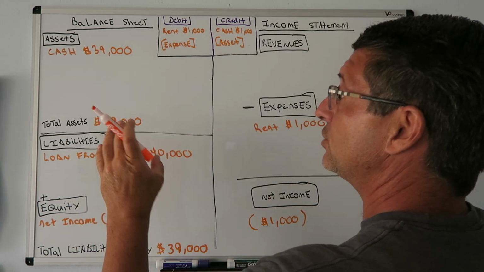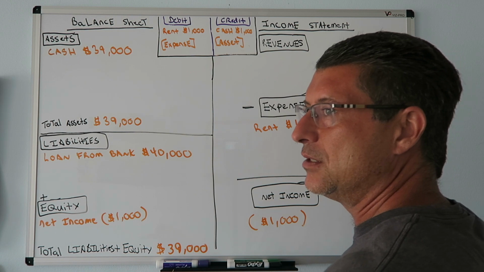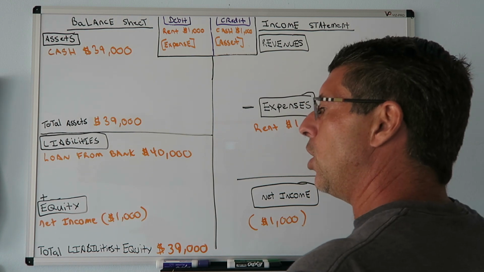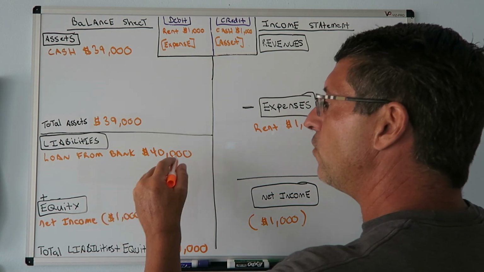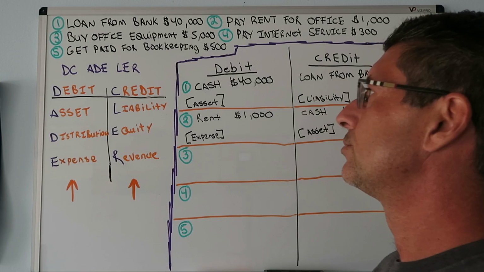So let's just take a look after these two transactions here. You've got your cash of $39,000. That's what you have for an asset. You owe $40,000 to somebody, and you only have $39,000.